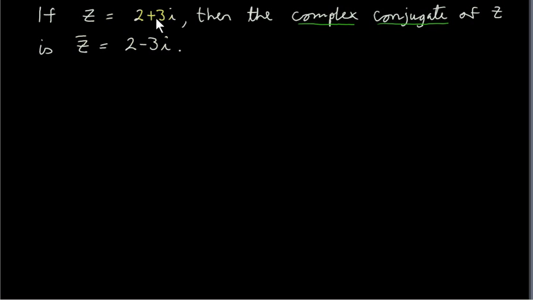We just take the sign of the imaginary part. The imaginary part of Z is plus 3, and we change that sign to its opposite. So plus 3 becomes minus 3.